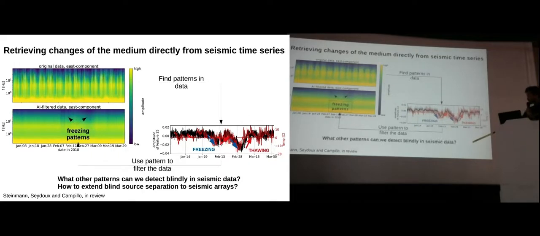From there on, the interesting question is: what other patterns can we detect blindly in seismic data, and how can we extend the concept of blind source separation to seismic arrays? Because then we have much more information about different types of seismic sources.